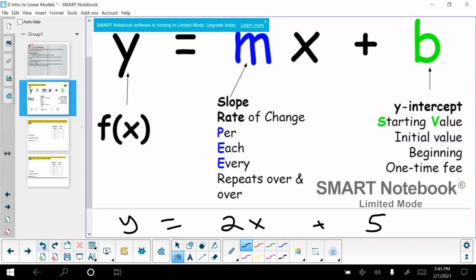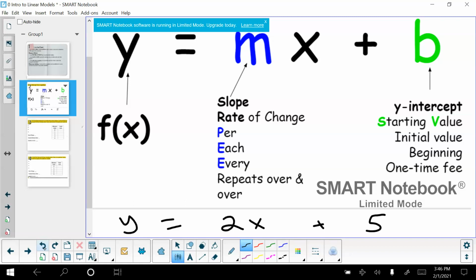Whereas the b value is what we were calling our y-intercept, but in a word problem, it's our starting value, which I refer to as the SV. Other people will call it the initial value or the beginning because it happens at the beginning, not of the scenario, but of the situation. And sometimes people refer to it as a one-time fee because that makes it different than the rate. Whereas the rate is going to happen over and over, the starting value is only going to happen one time at the beginning.